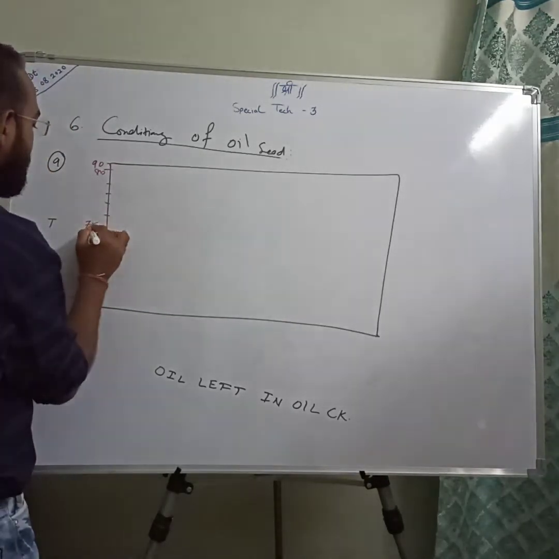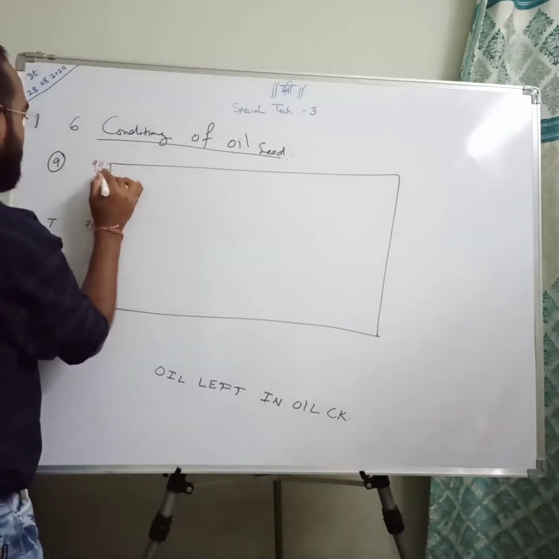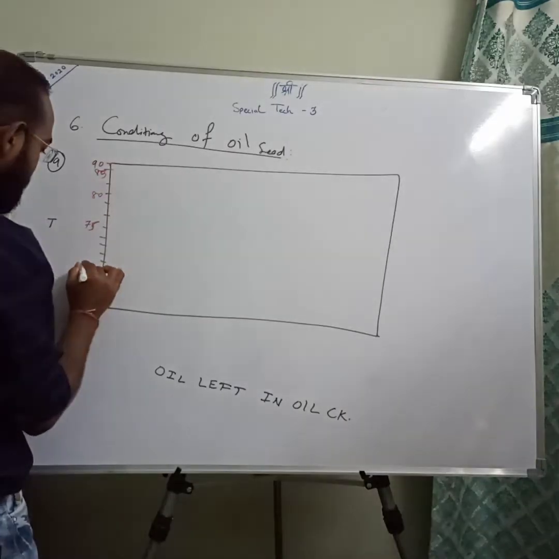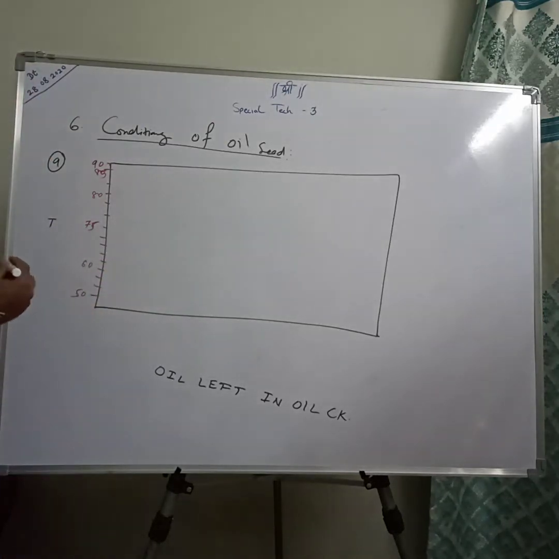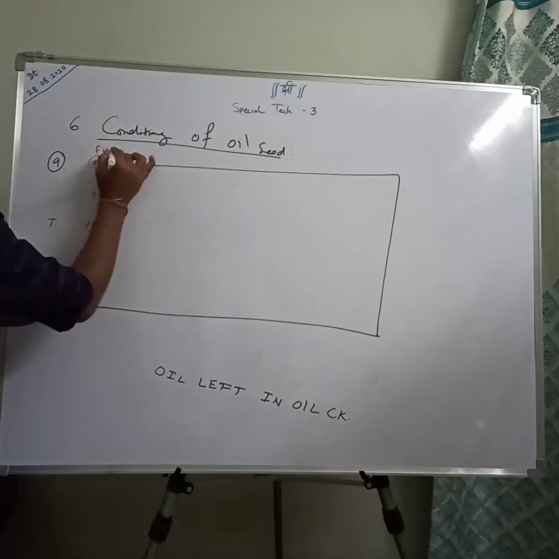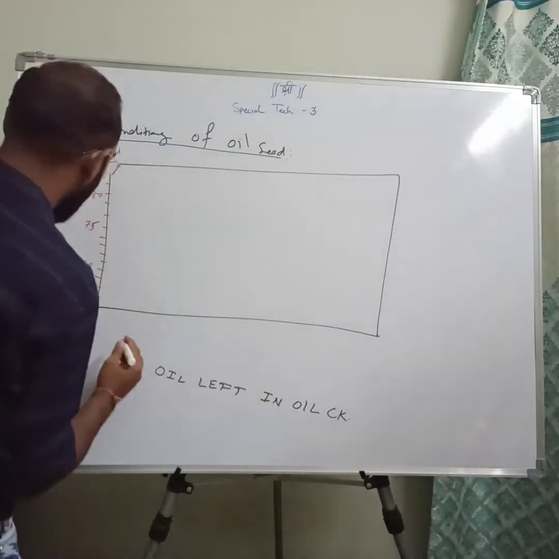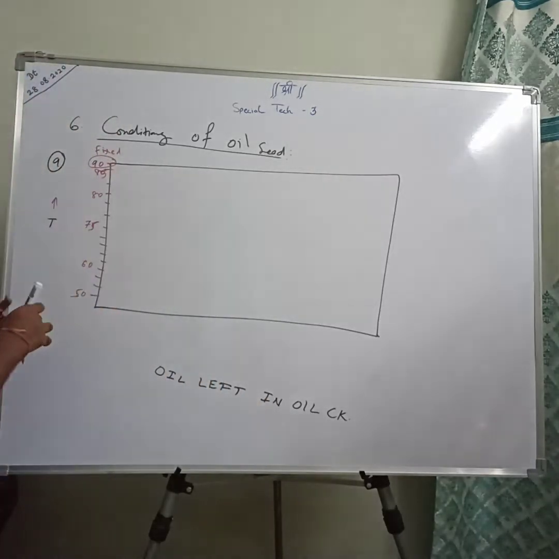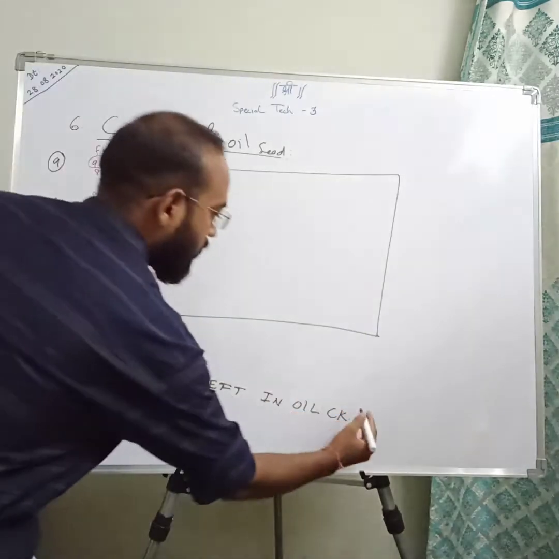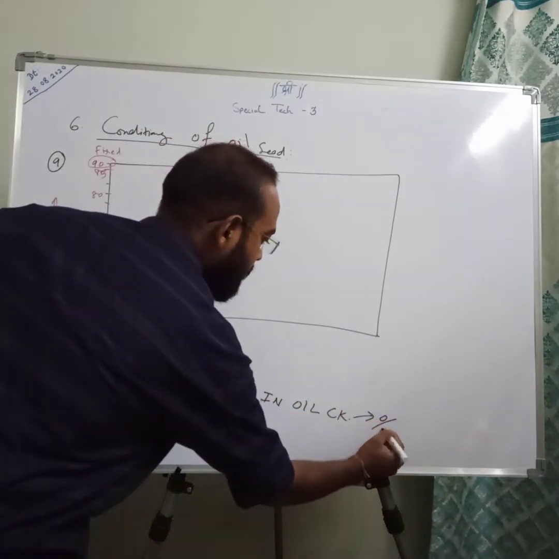This is 75 somewhat, 85 somewhat, 80, 60 somewhere here, because our temperature is fixed, that is 90. It is fixed in the first experiment. Second, here is oil left in the oil cake. Here the temperature is fixed, and the oil left in the oil cake is in percentage.